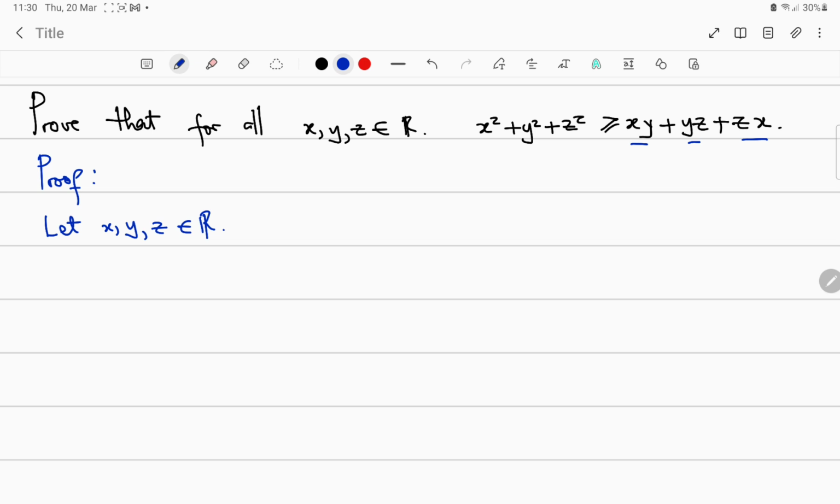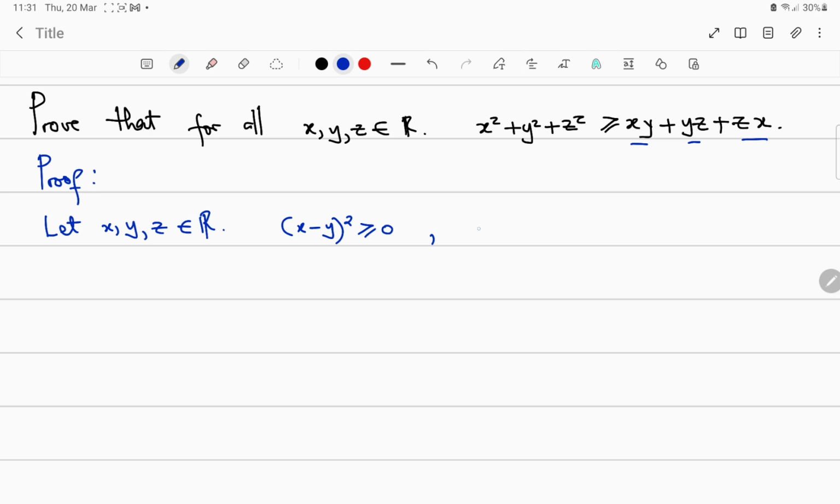We now have to consider the properties of real numbers. We need the combination of x and y. So (x minus y) squared, we know that it's greater than or equal to 0. The squared is coming from the fact that I can see that I have squares here, and the x minus y is the one which will make a combination of x and y. That is why I used this.